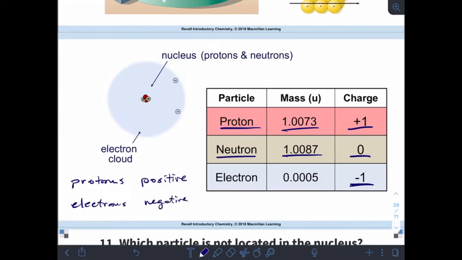Okay, and most, if not all, atoms are electrically neutral in their natural state. So that means we have the same number of electrons as we do protons. Same number of positive charges as negative charges, so that we end up with no electrical charge. They cancel each other out.